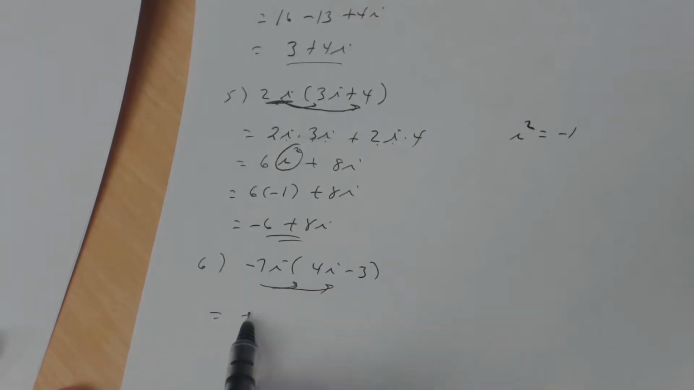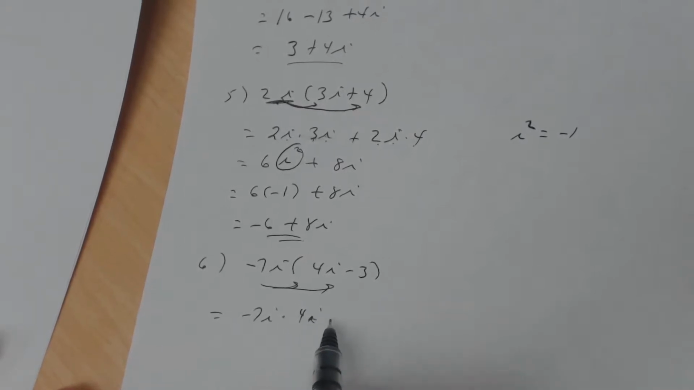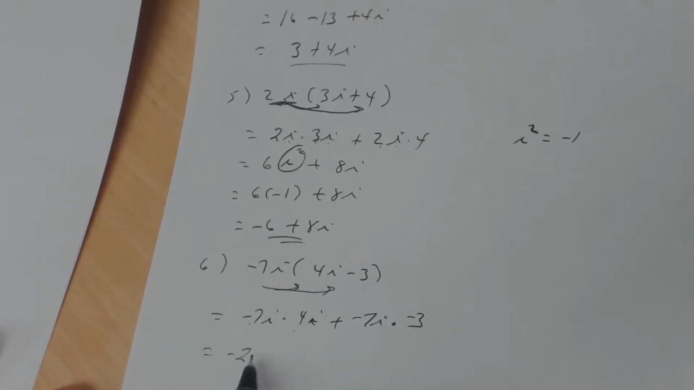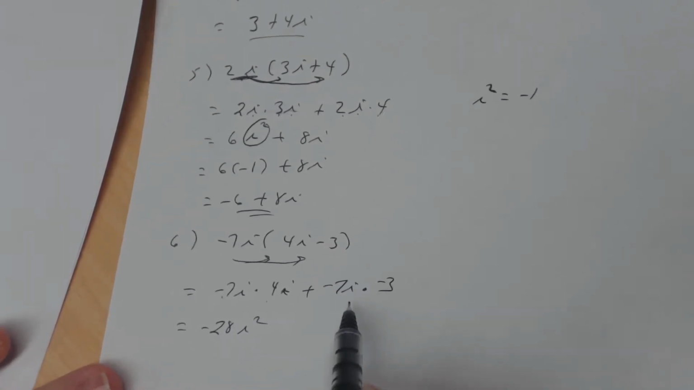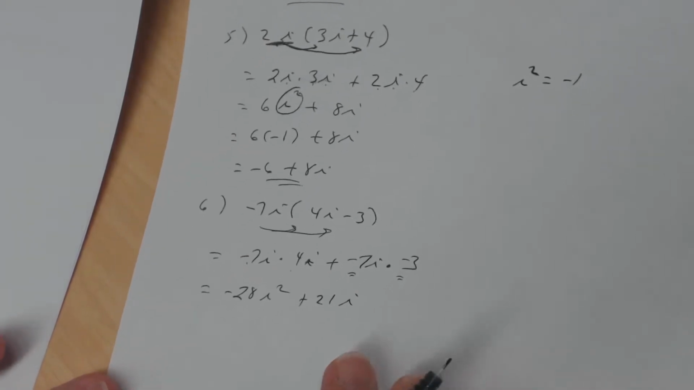So negative 7i times 4i plus a negative 7i times a negative 3. That's what you have. Okay, over here, negative 7 times 4 is a negative 28. I times I is I squared. Then over here, a negative 7 times a negative 3 is a positive 21 times I. So that's what I end up with there.